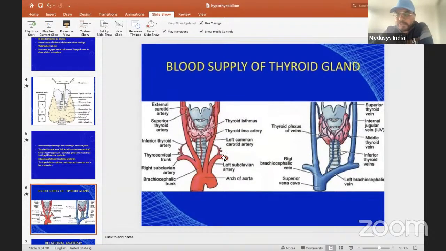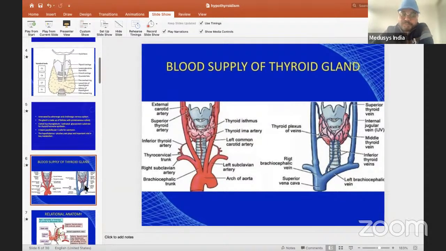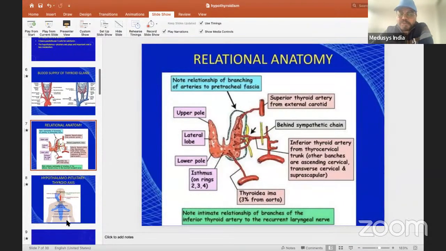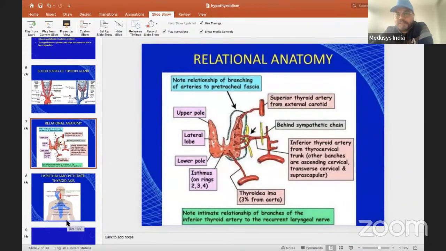And the another thyroid supply is the thyroidea ima artery. Now, why is it important? Because when you have to take out the thyroid gland for thyroid surgery, you have to be aware of not damaging the nerves at that time.